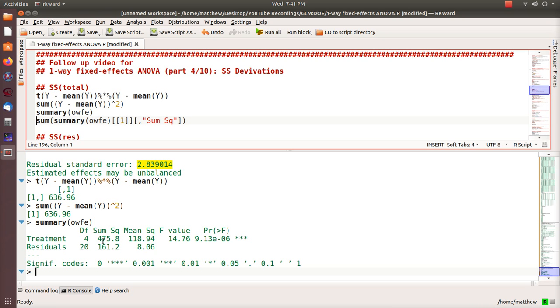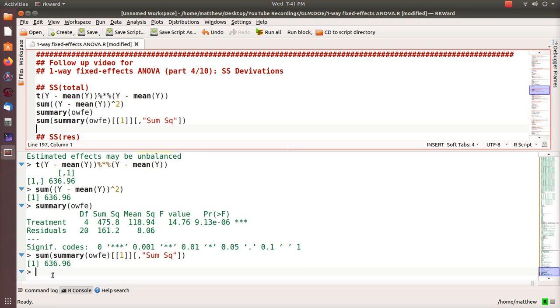Notice it has degrees of freedom, sum of squares treatment, sum of squares residual. The addition of these two is actually equal to 636.96. And to prove it, what I do is I take this table, I grab this column, and then I sum it. So I take the summary, I want the first object, which is this table, I want the column sum of squares, Sum Sq, and I'm going to sum it. And it is 636.96, same as what we got before.